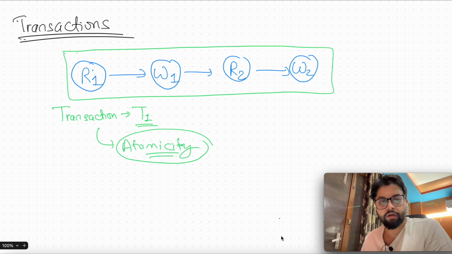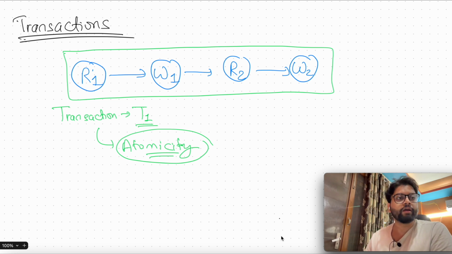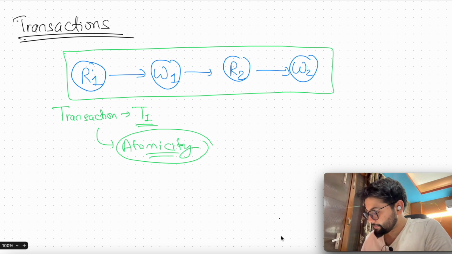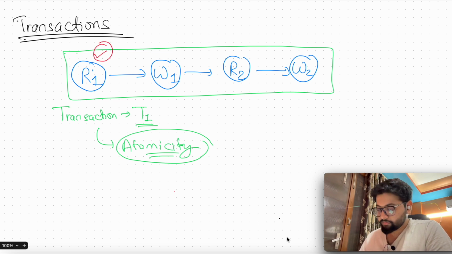Now what do I mean when I say atomicity here? Suppose this transaction starts with a read operation. The read operation gets committed successfully, and now it goes to the write operation, which also gets committed successfully. Now it goes to this read operation, and this operation fails due to some reason, might be some machine issue or some database connection problem.